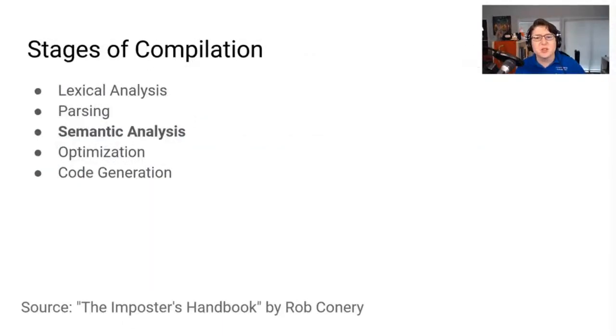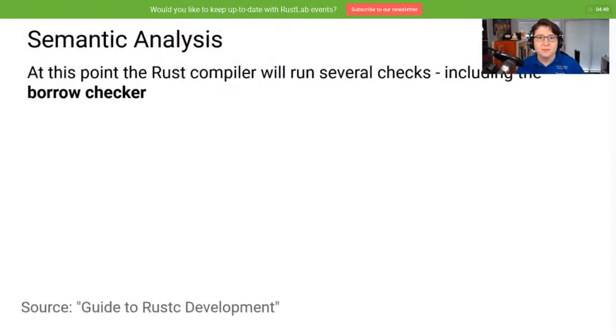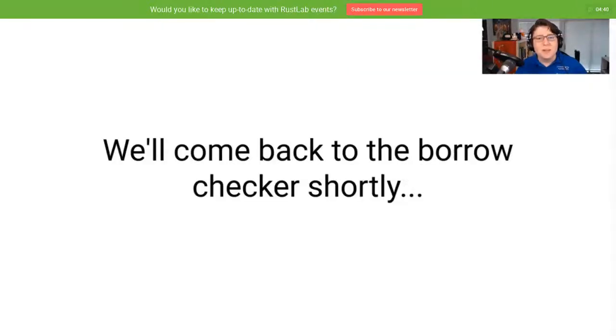And that brings us to the third stage, and this is big in the Rust compiler, semantic analysis. This is where the compiler tries to figure out what the programmer is trying to do in a way the compiler can understand, and then it translates it into machine code. And at this point, after it's lowered the HIR into the MIR, the compiler will run several checks, including the borrow checker. And we'll come back and dive deep into the borrow checker in just a few moments.